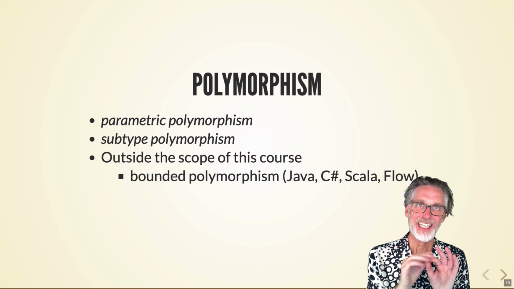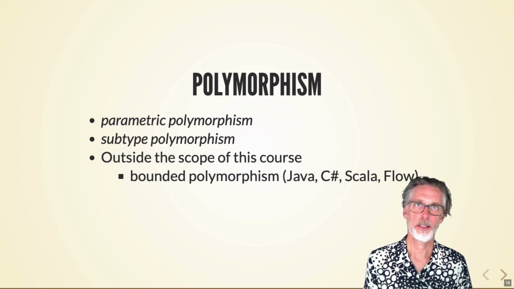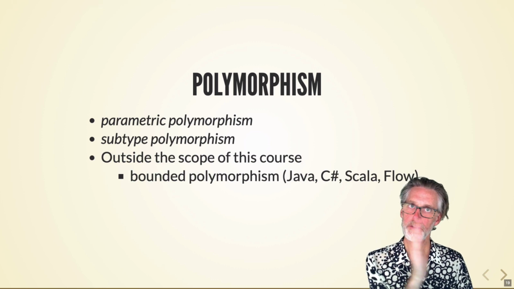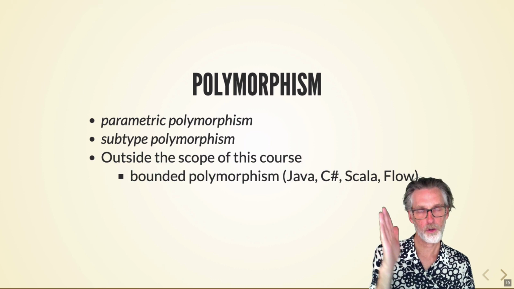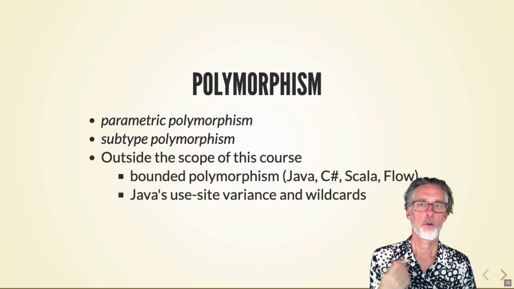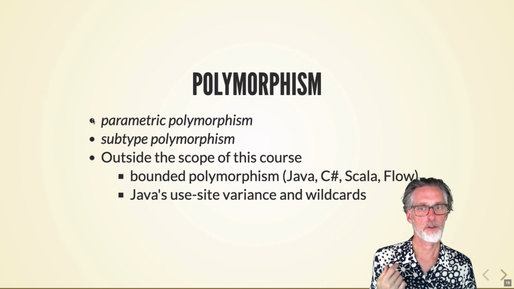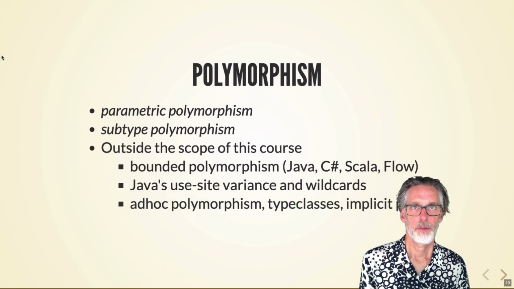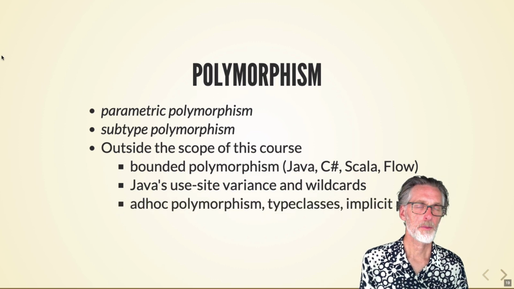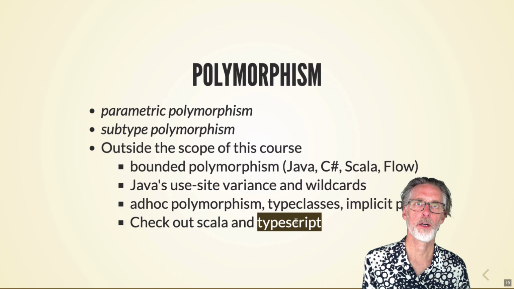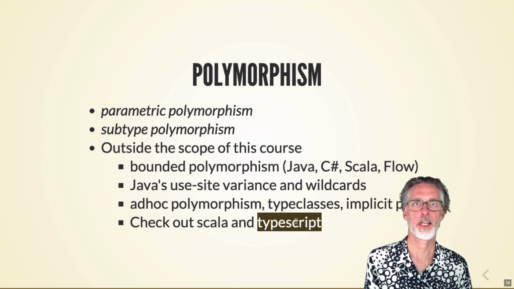We've seen just a tiny bit of the rich world of type theory. There's a lot more to look at. We saw a little bit about bounded polymorphism here. For example, in our sorting method, we had a bound on the parameter that it must be comparable. We also looked a little bit at the kind of use site variance and wildcarding that Scala and Java have. But there's a whole lot more to learn. If you find this material interesting, you should continue to check out Scala. And maybe also look into TypeScript. This is a typed form of JavaScript that has a fascinating type system.